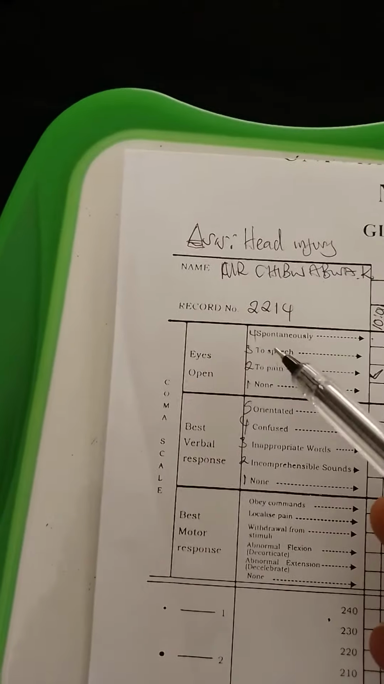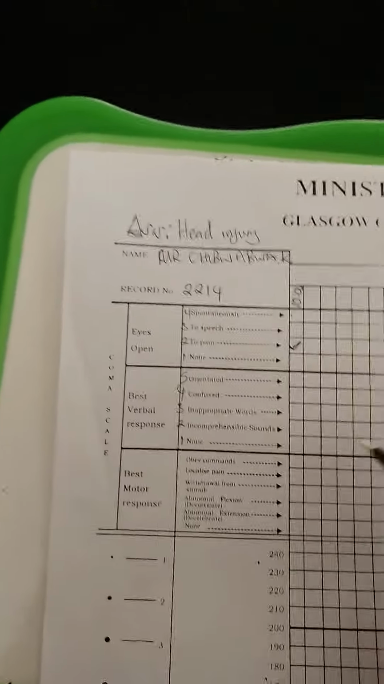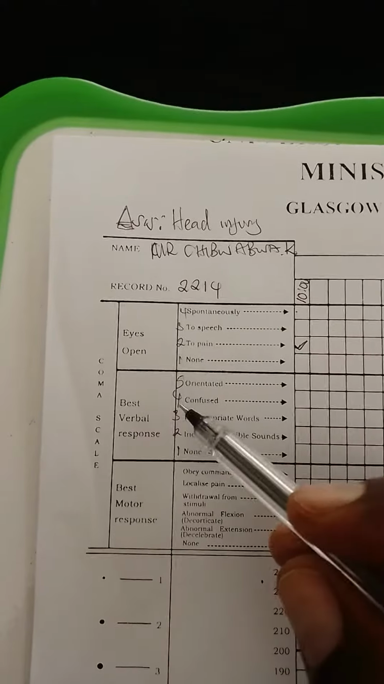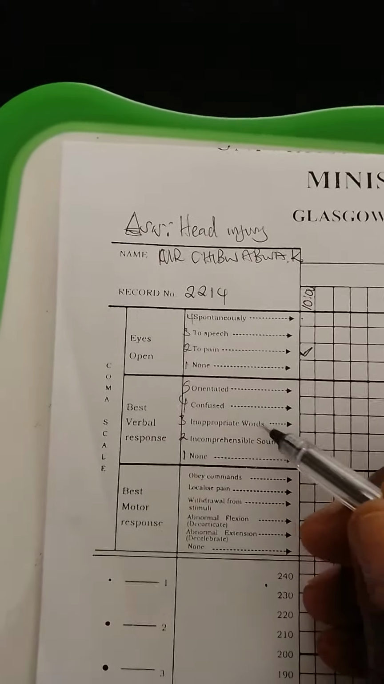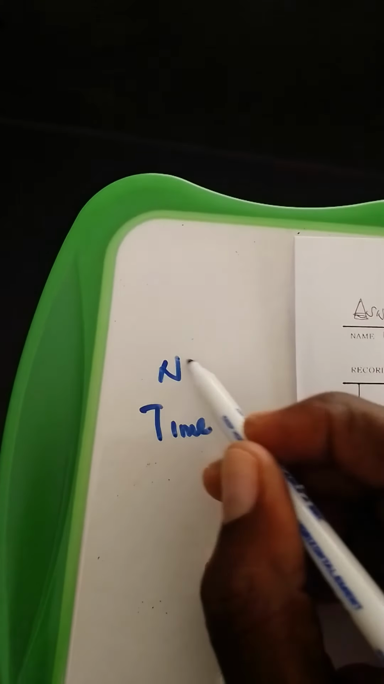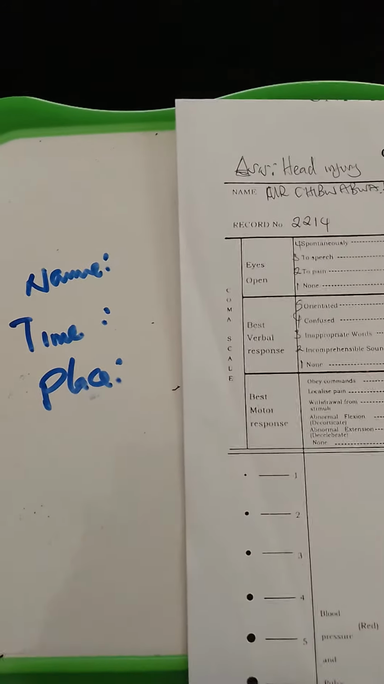Eye opening gave us a 4 as the highest. On best verbal response, the highest is 5. So the way we do it is similar to eye opening. For best verbal, I have to ask Mr. Chihuahua these three things. I have to ask if he's oriented to time. He has to say the time, and also the name and place. So we have to look at these three things.